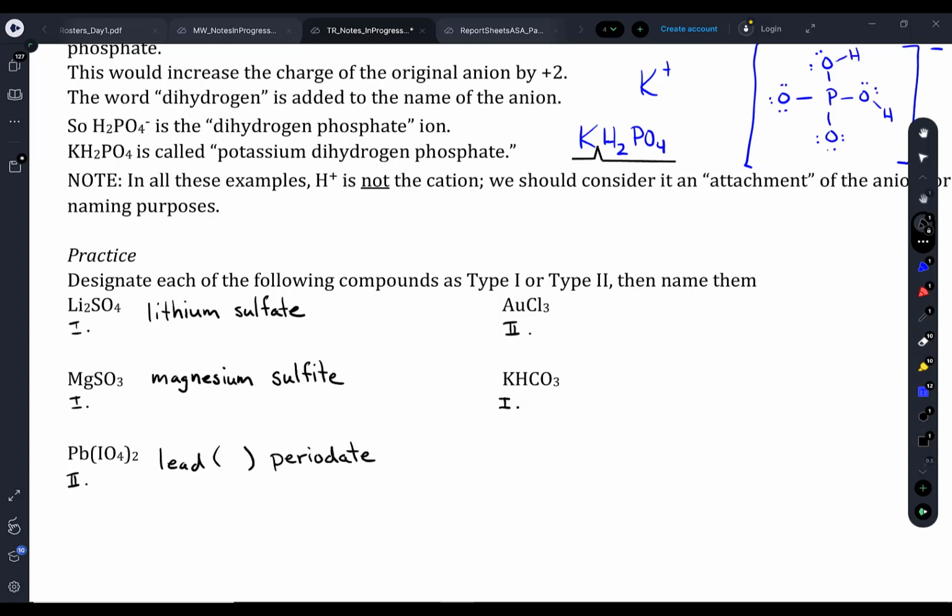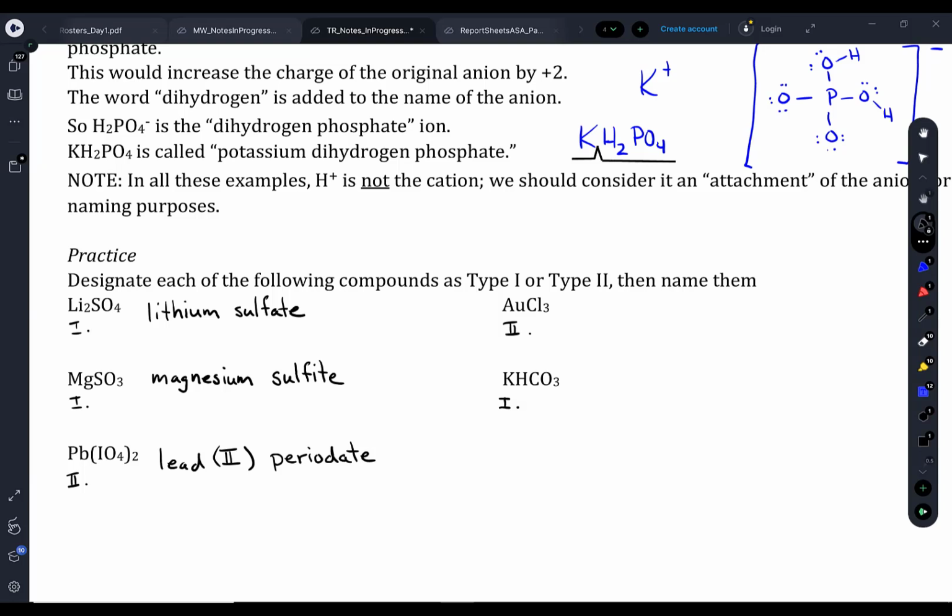And what's the charge of iodate and periodate? It's -1, and there's two of them, so it's 2 minus, so the lead would have to be 2 plus. By the way, I will almost never ask you to say, is this a type 1 or a type 2? It's just something you have to ask yourself before you name them.